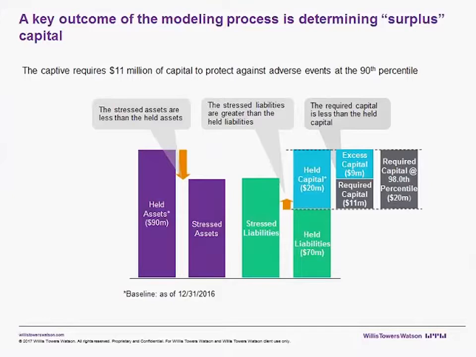In this next slide, we lay out, as of December 6, 2016, a simplified balance sheet for a captive. So, for example, the purple box shows the held assets. In this case, they're $90 million. The held liabilities in the green box are $70 million. And the held capital is the difference between the two, or in this example, it's $20 million.